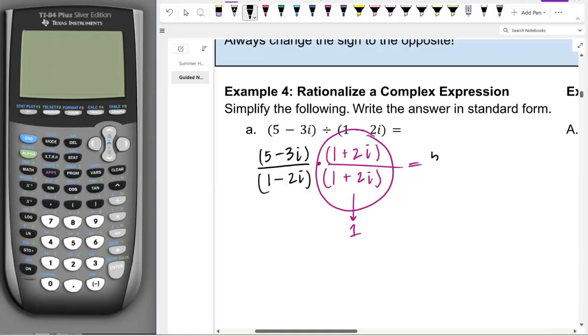5 times 1 on top makes 5. 5 times 2i is going to be 10i. Negative 3i times 1 is negative 3i. Negative 3i times 2i is negative 6i squared.